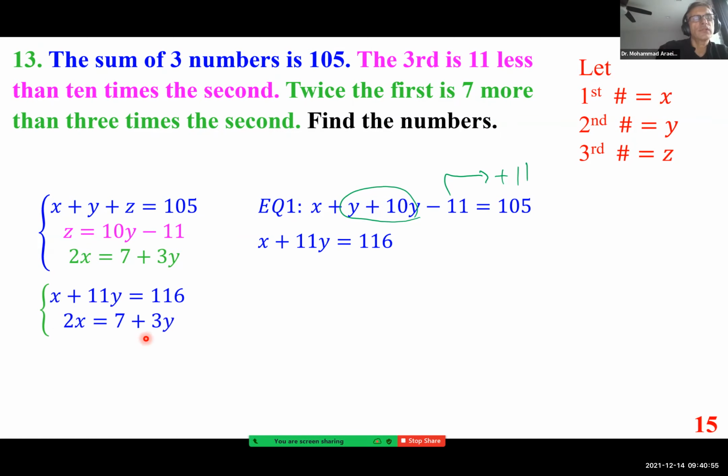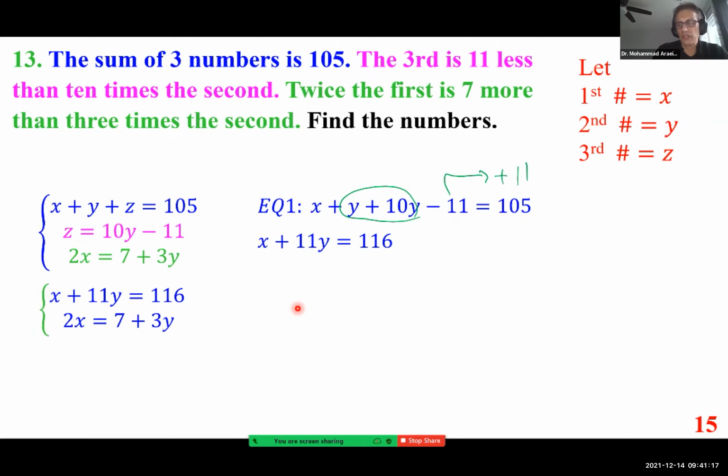Again, this is a fast way of handling this. Notice this has 2x, so to make life easy, if this was 2x, we could replace it. So why don't we multiply this by 2? Again, this is another method, a fairly fast one. Since this is 2x, instead of solving for x, keep it, multiply this one by 2 and replace it.